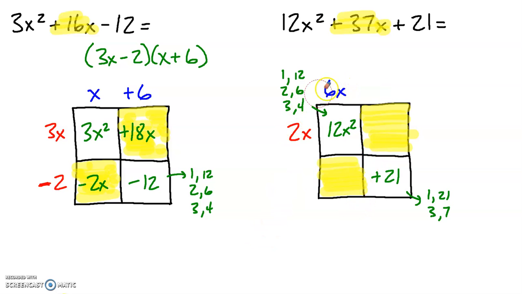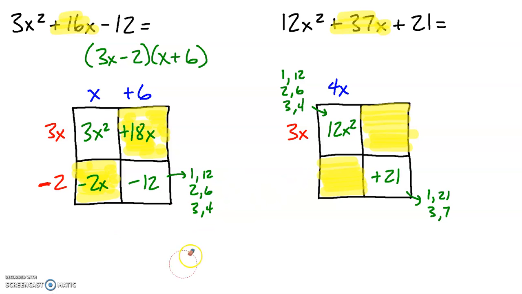Maybe it's not 2x and 6x. Maybe I need to try a different set. Maybe I need to try 3x and 4x. Let's try it. Let's try 3 and 7 here. Let's do 7 and let's do 3. This would be 3 times 7, that's 21x here. 3 times 4 would make 12x. 21 and 12, no, that's not 37. I wonder if it's the other way.